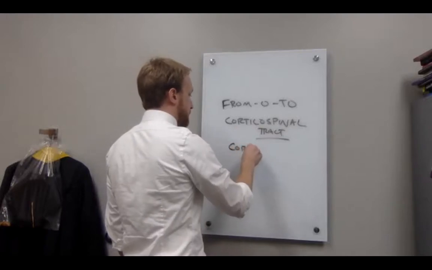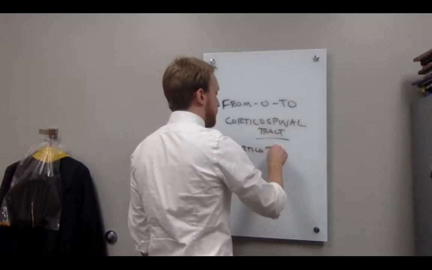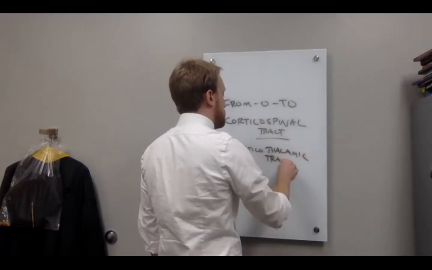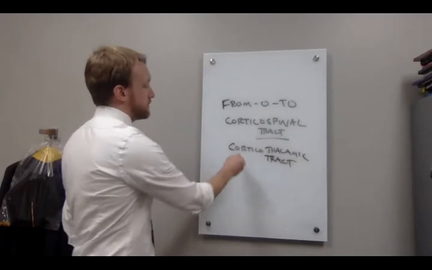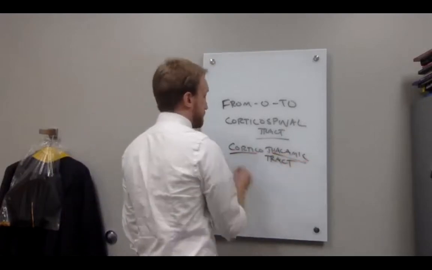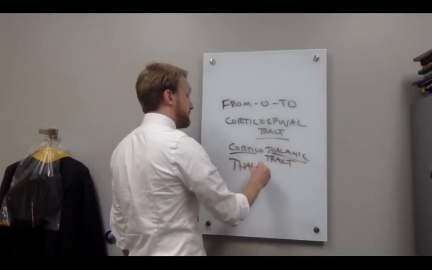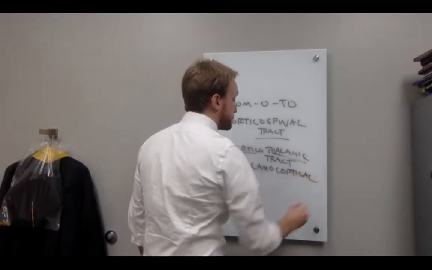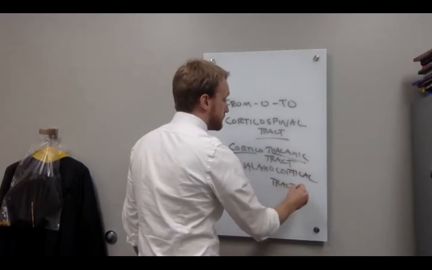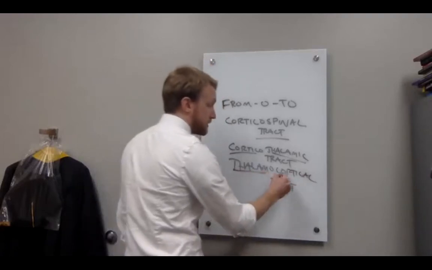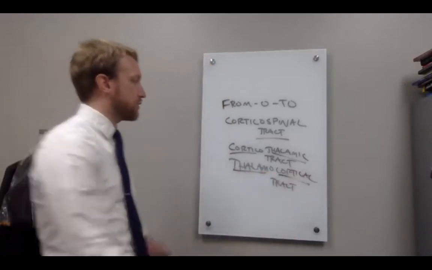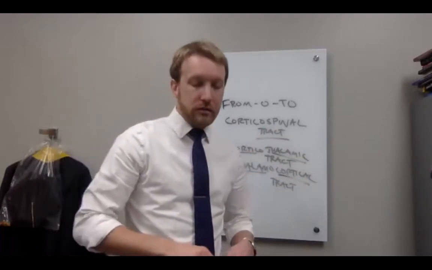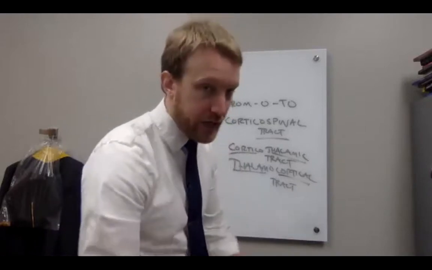How about the corticothalamic tract? That one runs from the cortex to the thalamus. We also have, as you might imagine, a thalamocortical tract. And that tells you that it runs from the thalamus to the cortex. So we're telling you location as well as direction here. And the same thing is true for these types of synapses.